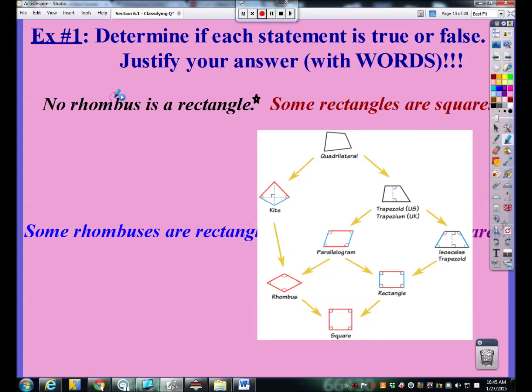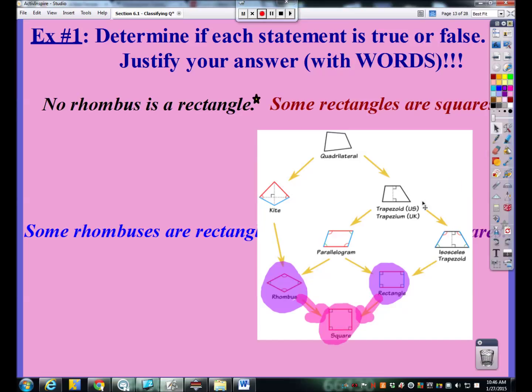So this says no rhombus is a rectangle. Is it true that there can never be a rhombus that could also be called a rectangle? Well, here's our rhombus. Here's our rectangle. There's no direct link between a rhombus and a rectangle, but is there an indirect link? Is there something that links both of those shapes together into one shape that could be called both a rhombus and a rectangle? And there is. A square can be called both a rhombus and a rectangle.